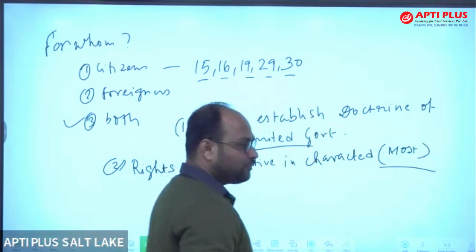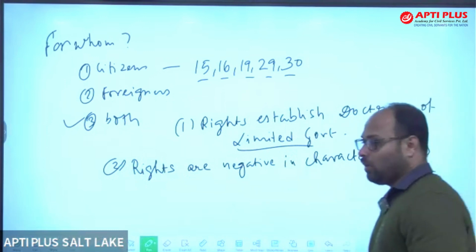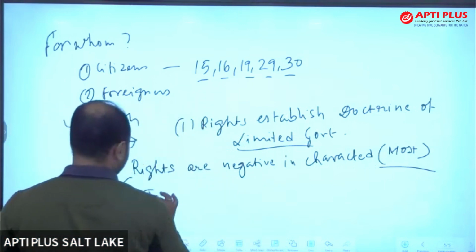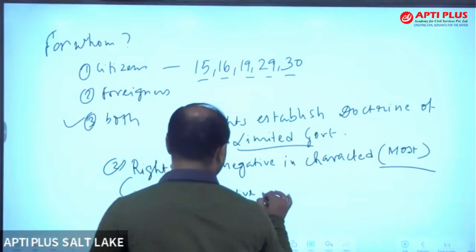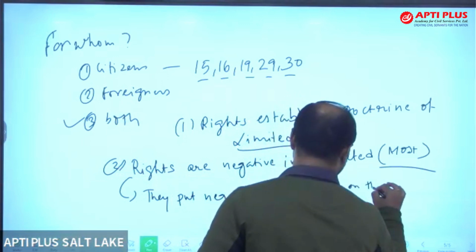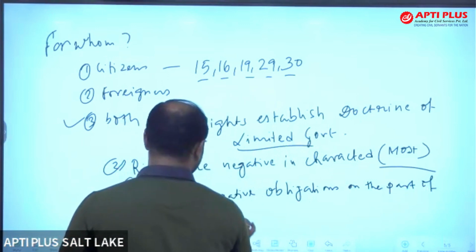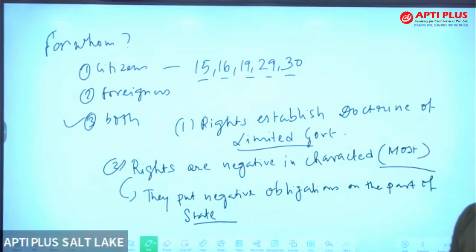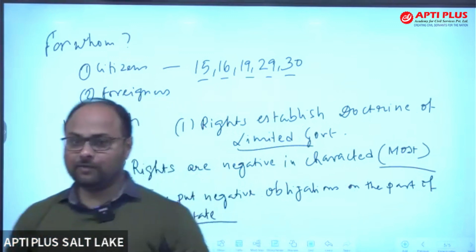Most of the fundamental rights are negative in character. Negative in character means these are negatively worded. These are nothing but negative obligations. Remember this. They put negative obligations on the part of the state. State, you cannot do this, you cannot do that. That means it has negative obligations on the part of the state. That's why we are calling it that most of the rights are negative in character.